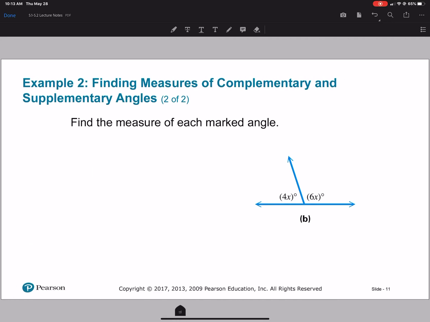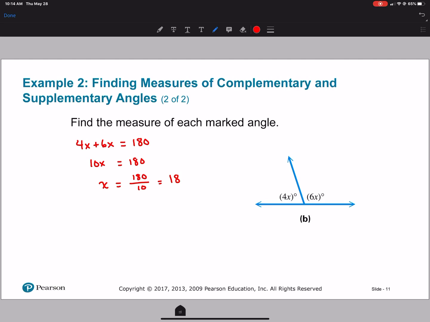So let's look at this problem. Now this one's a little different. These are supplementary angles, so it adds up to be 180 instead of 90. So we have 4x plus 6x is equal to 180. Now, we know that this is 10x is equal to 180. So x is equal to 180 divided by 10, which gives me 18.